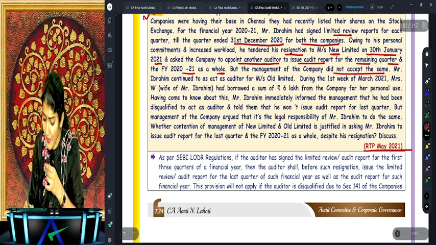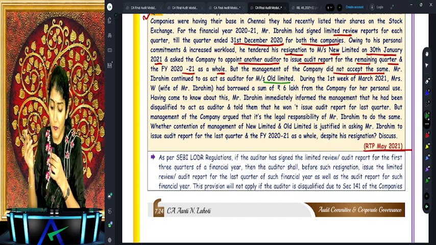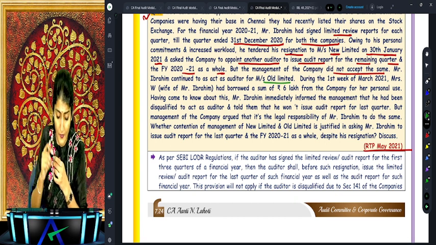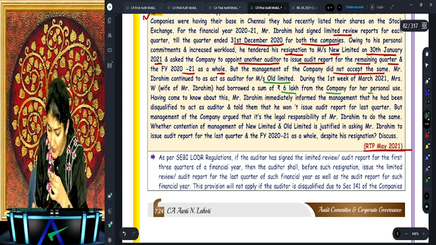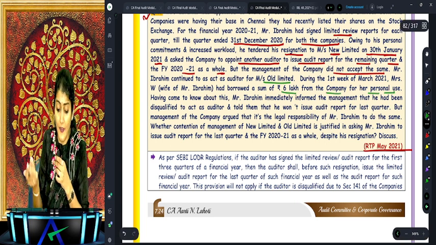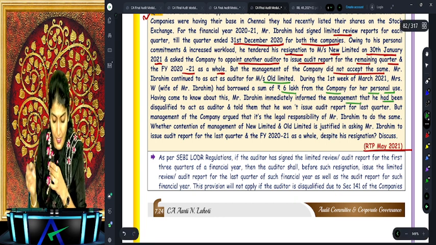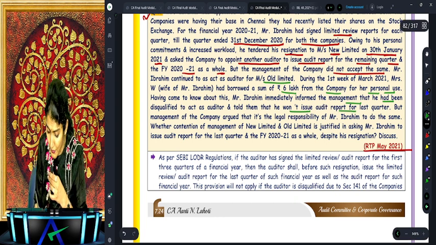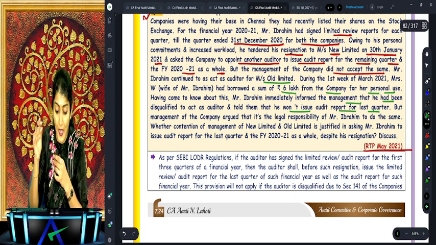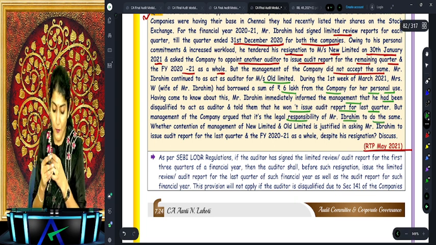Mr. Ibrahim continued to act as an auditor of Old Limited. During the first week of March 2021, Mrs. W, wife of Mr. Ibrahim, had borrowed a sum of 6 lakh from the company for her personal use. Having come to know about this, Ibrahim immediately informed the management that he had been disqualified to act as an auditor and told them that he won't issue the audit report for the last quarter. But the management of the company argued that it is the legal responsibility of Ibrahim to do the same.